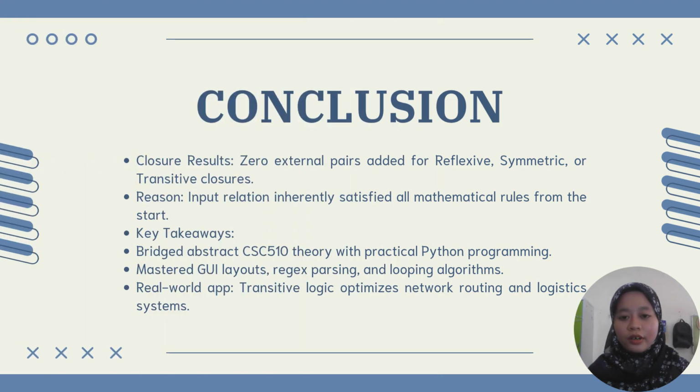To conclude, our closure result shows that zero extra pairs were added. This is because the input relation already satisfied all mathematical rules from the start. As for our key takeaways, this project successfully bridged abstract CSC510 theory with practical Python programming. Throughout the process, we learned how to master GUI layout, regex parsing, and looping algorithms. In the real world, this kind of transitive logic is highly useful for optimizing network routing and logistic systems.